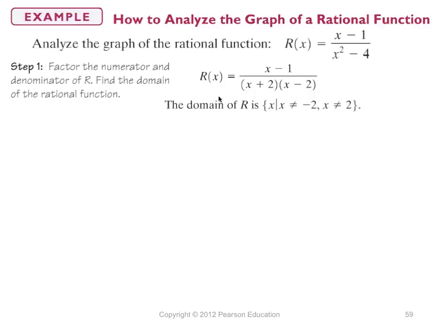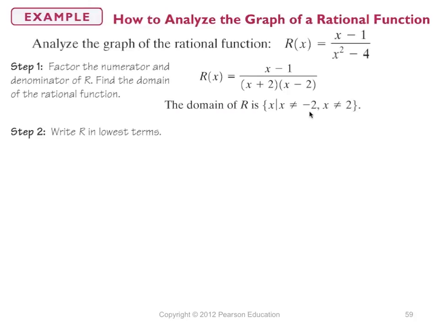If we set our denominator equal to 0, what we'll find is that we get x equals 2 and x equals negative 2. Those are the two numbers that we need to exclude, because those are the two numbers that make our denominator 0. So the domain is going to be all x's such that x is not equal to negative 2 and x is not equal to 2.